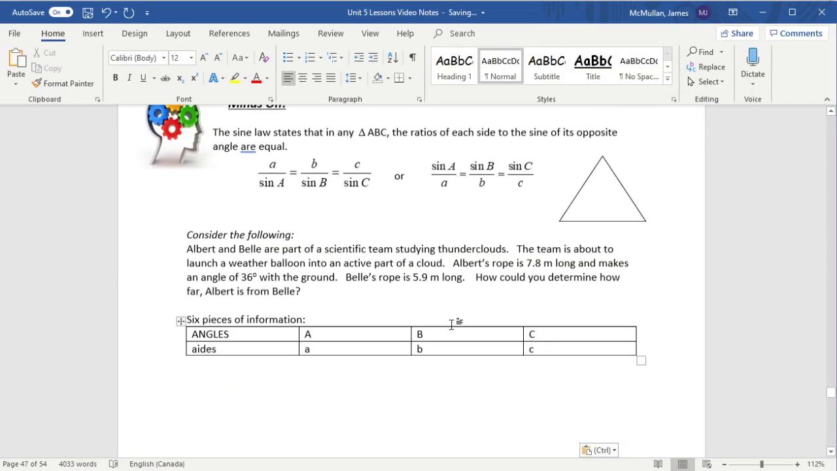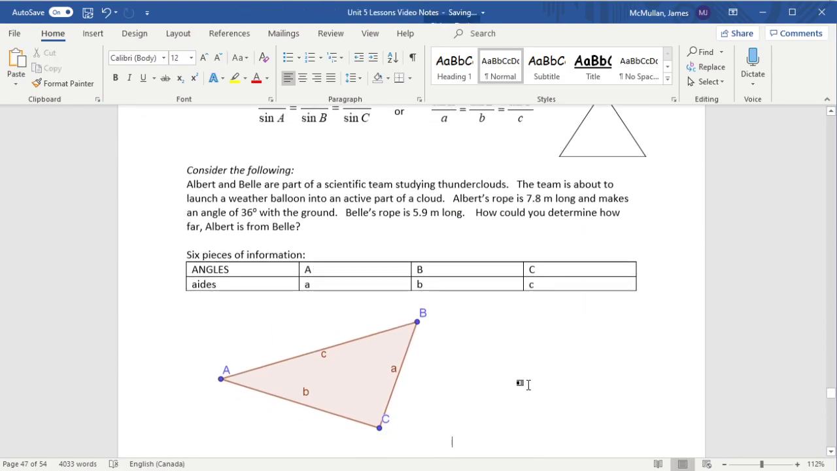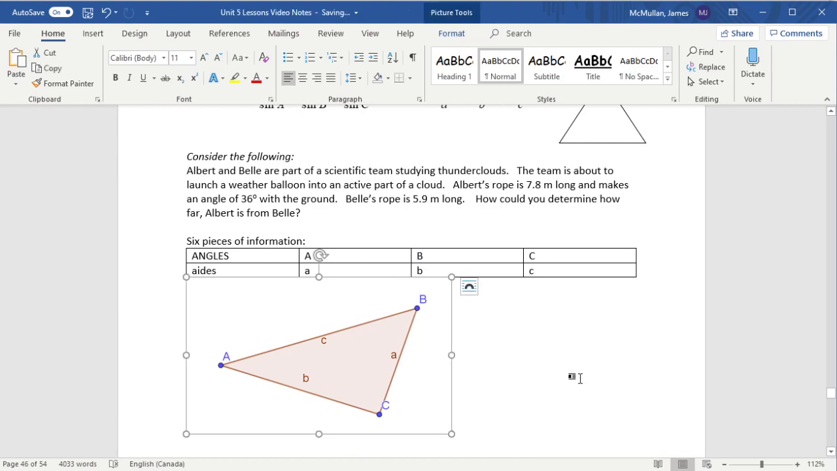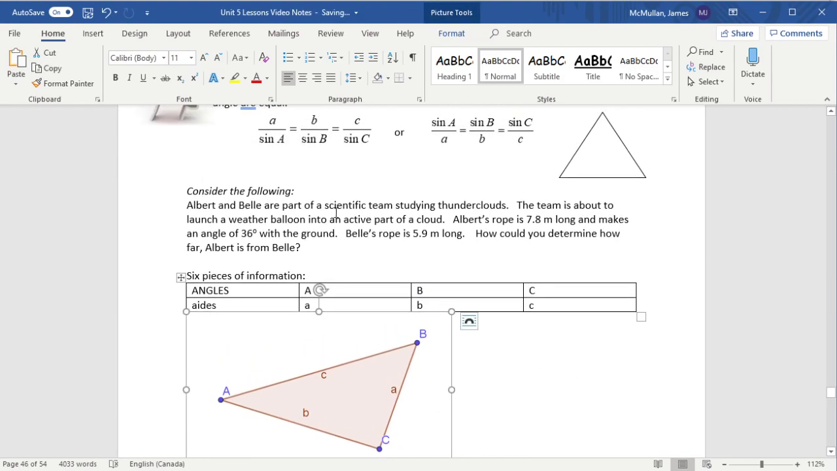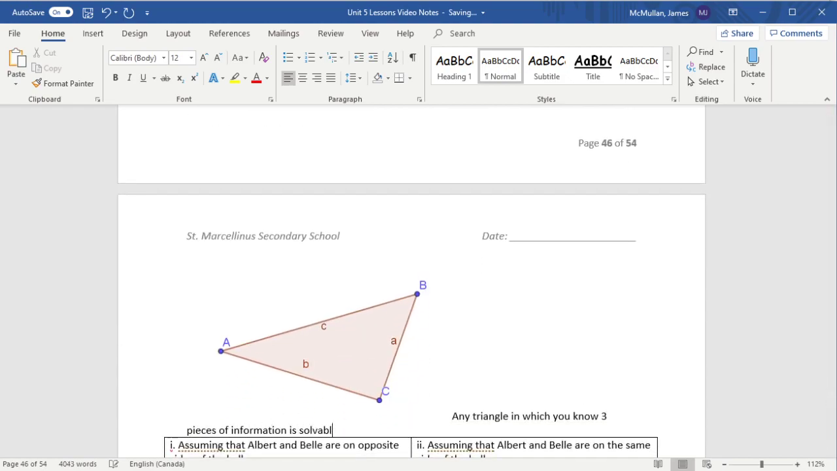Now, in general, if you know 3 pieces of information, you know enough to solve the triangle. Depending on what you know, you need to use different strategies. But in general, if you know 3 pieces of information, you can solve the triangle as long as the information you know is not 3 angles. So let's write this down quickly: any triangle in which you know 3 pieces of information is solvable as long as those 3 pieces are not all angles.